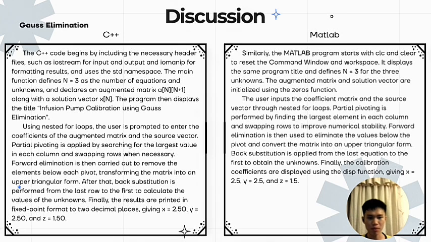Moving on, let's discuss the C++ and MATLAB programs used for the Gauss elimination. These two programs start by setting up the augmented matrix for the three unknowns. The coefficients and source vector are entered, and partial pivoting is applied to improve the stability. Then, forward elimination is used to remove the values below each pivot and convert the matrix into an upper triangular form. Finally, back substitution is performed from the last equation to the first to obtain the values of x, y, z.